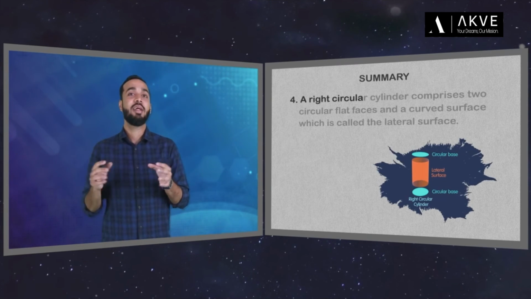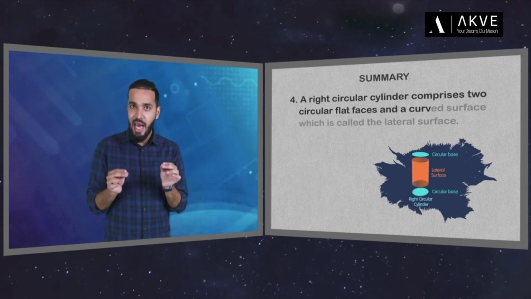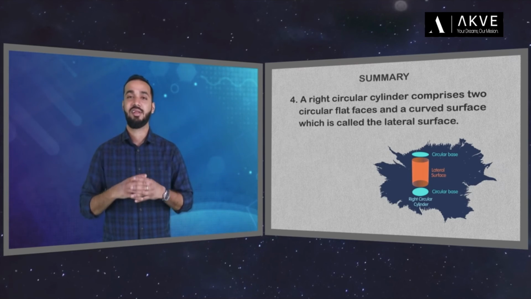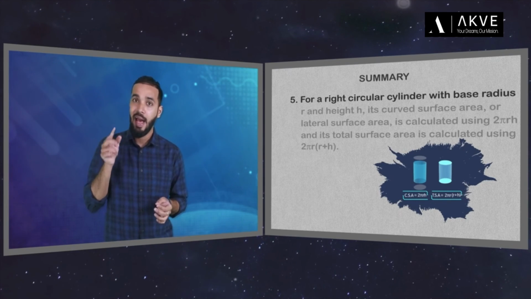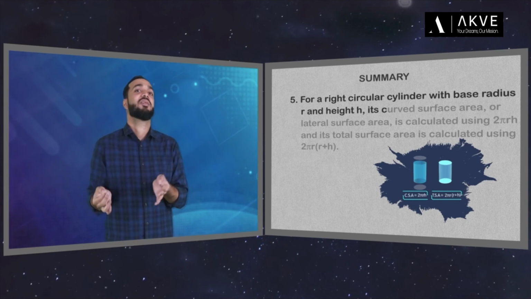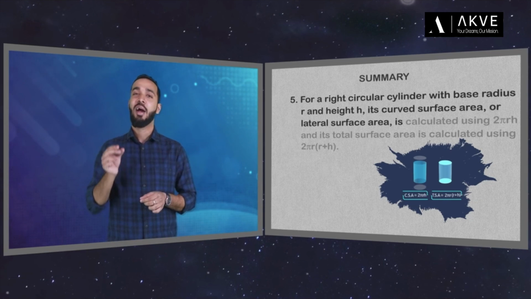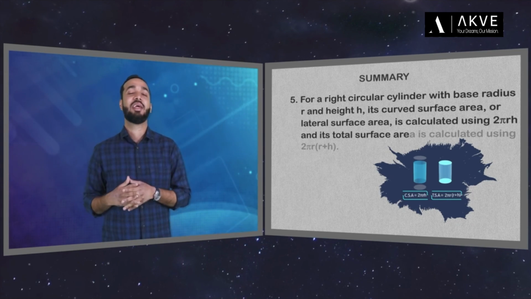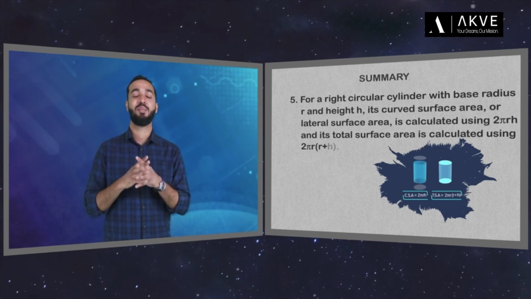A right circular cylinder comprises two circular flat faces and a curved surface which is called the lateral surface. For a right circular cylinder with base radius r and height h, its curved surface area, or lateral surface area, is calculated using 2 pi r h, and its total surface area is calculated using 2 pi r into r plus h.